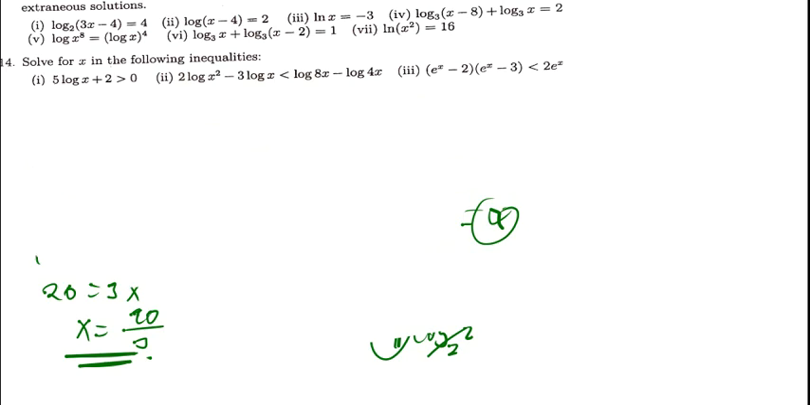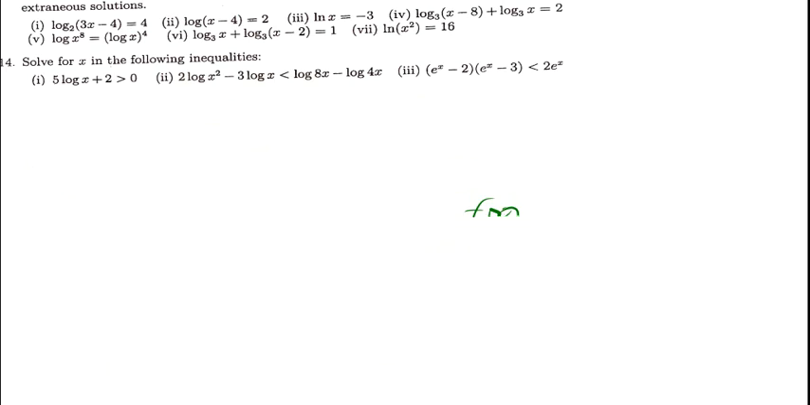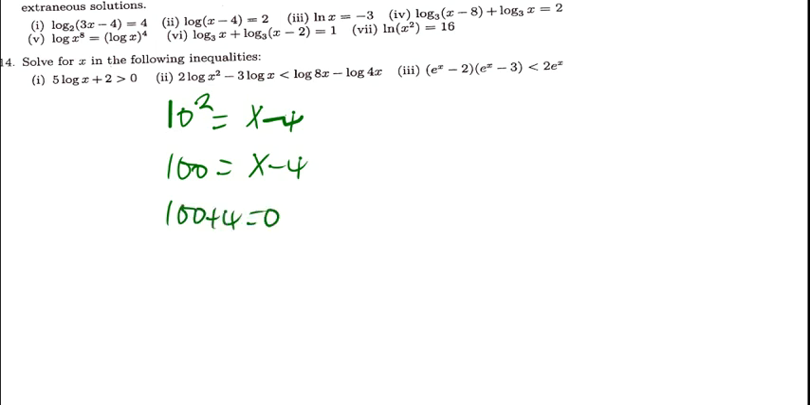That is the same for part 2, where you can just change to exponential. The base is 10, so you say 10 raised to the power 2 is equal to what is inside, which gives me 100 is equal to x minus 4. Shift 4 to the other side: 100 plus 4 is equal to x.